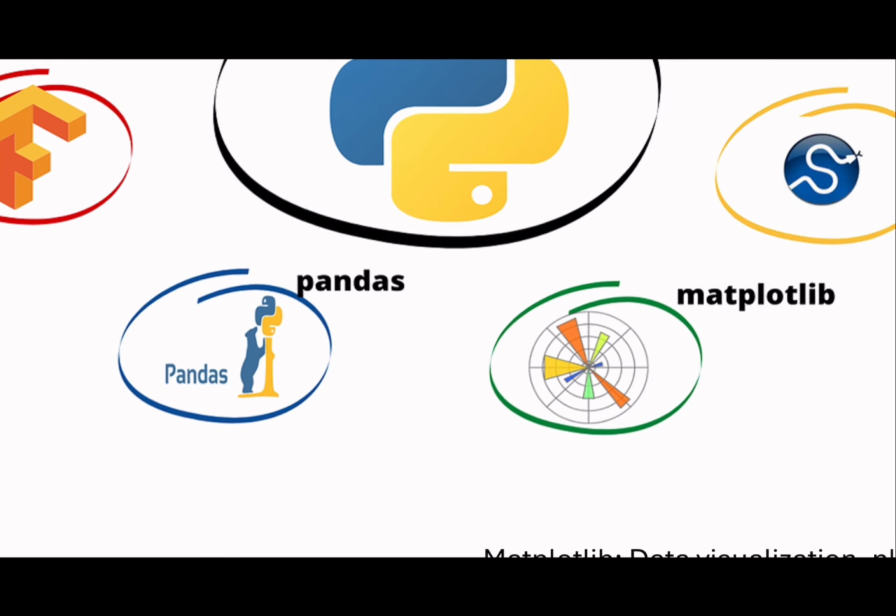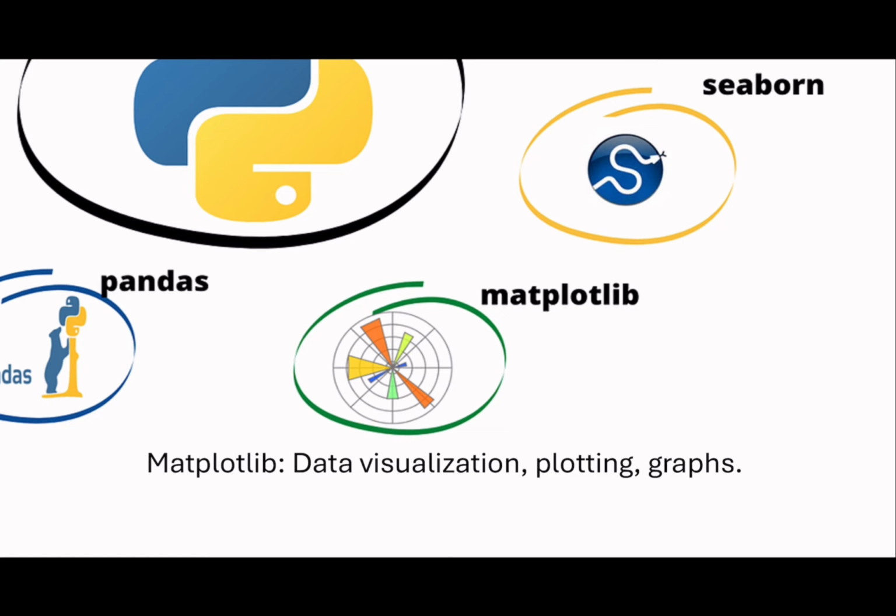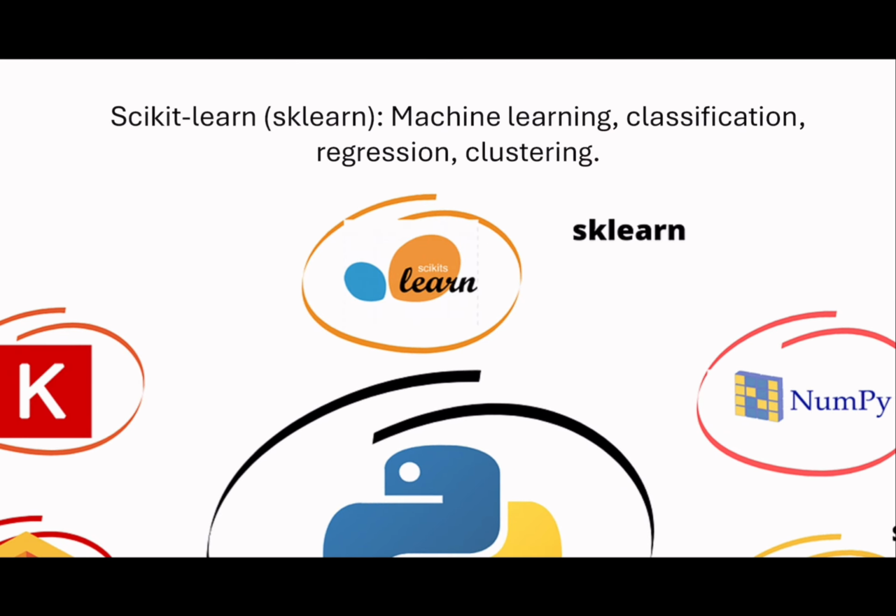Second, Matplotlib. Used for data visualization, it helps create graphs and charts to understand data better. The last one is Scikit-learn. It is used for machine learning. It helps with classification, regression, and clustering.